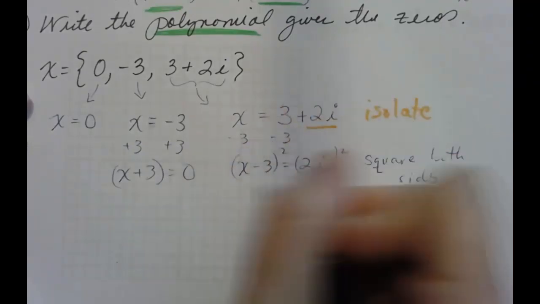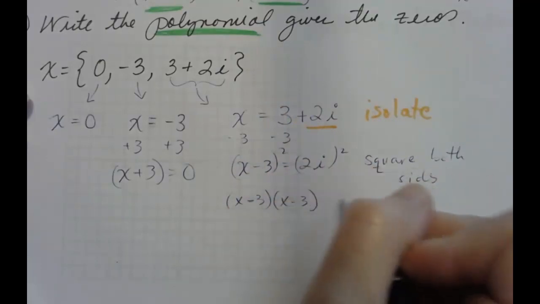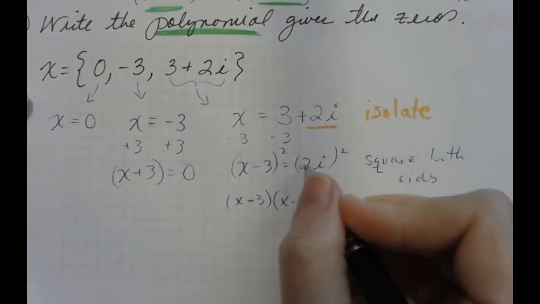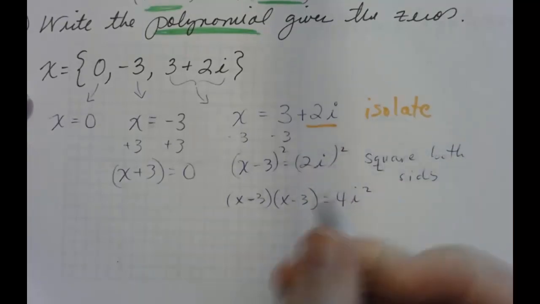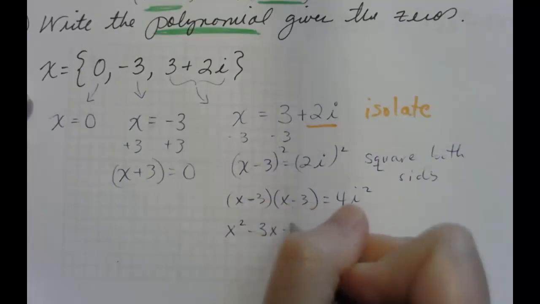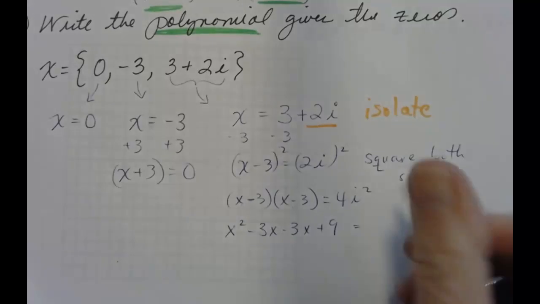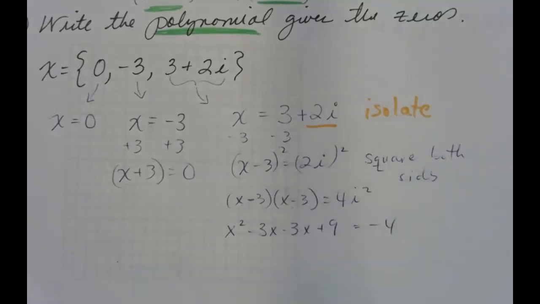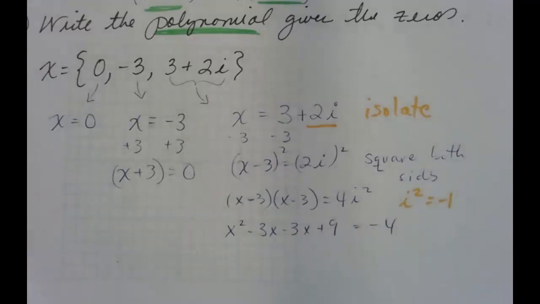Square, square. And don't be lazy. Write it out. Think about it. Use the distributive property. 2 squared is 4. i squared is i squared. x minus 3 times x minus 3 is x squared minus 3x minus 3x plus 9. And of course, 4i squared is -4. Why? Because i squared is equal to -1.